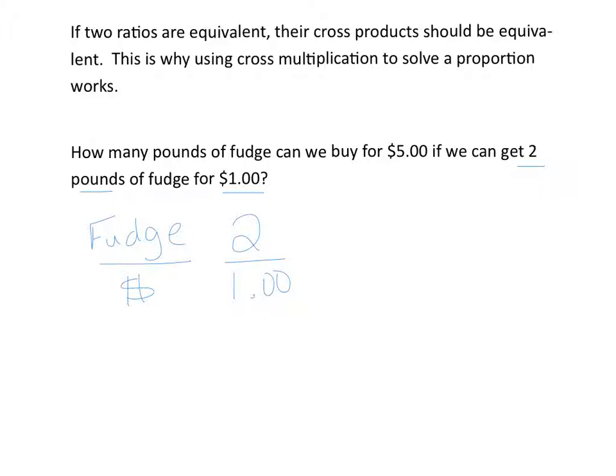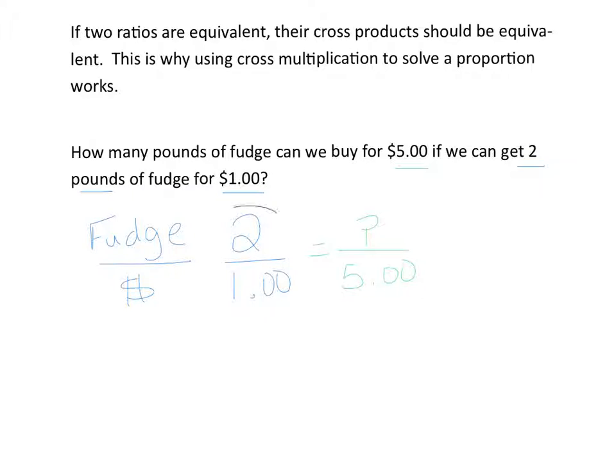Now that those units are set up for me in the beginning before I even fill in the numbers, it makes it really simple to figure out where the numbers should go. For the $5, that's money. That means it's got to go on the bottom. I know that because I wrote the unit for money on the bottom. And then we're going to fill in a variable. So we're looking for how many pounds of fudge. So I'm going to use a P.